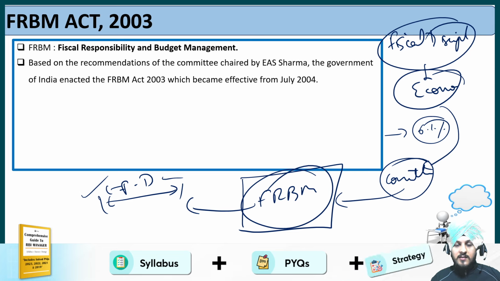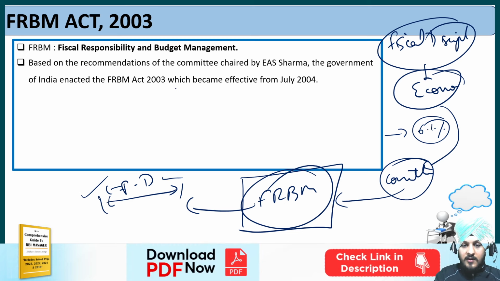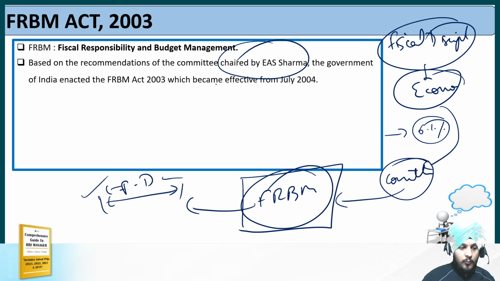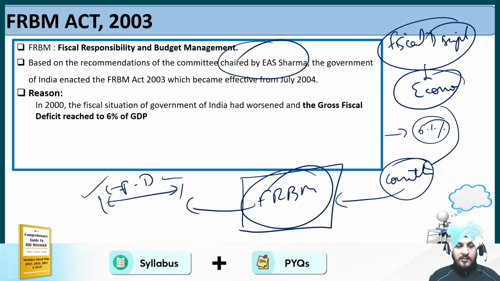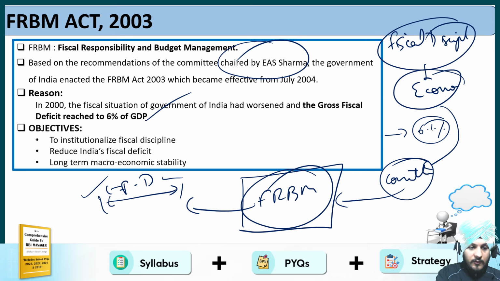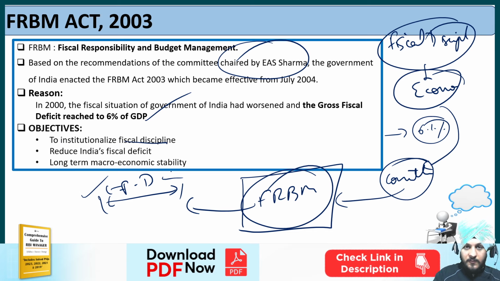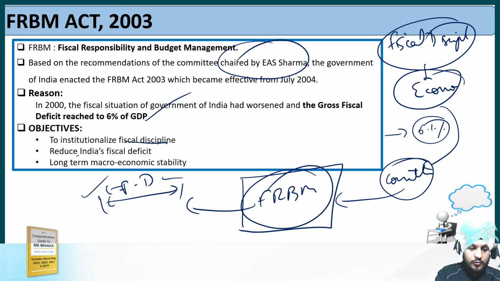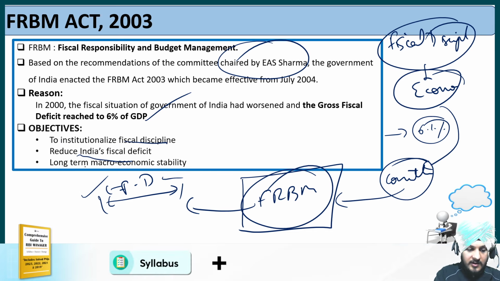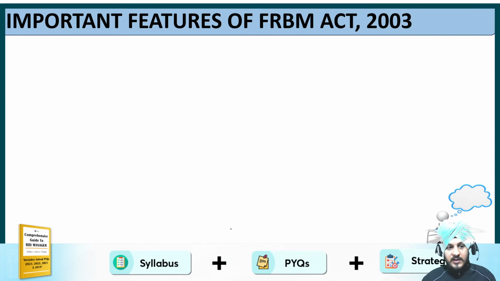So it will help to ensure fiscal discipline in the economy. That was the main objective behind the introduction of the FRBM Act, and the committee that made the recommendations was chaired by EAS Sharma, who was a bureaucrat, and this reason we have already discussed. And these were the different objectives of the FRBM Act: to institutionalize fiscal discipline or fiscal prudence in the country, to reduce India's fiscal deficit, and long-term macroeconomic stability. I hope the objective is clear to you.